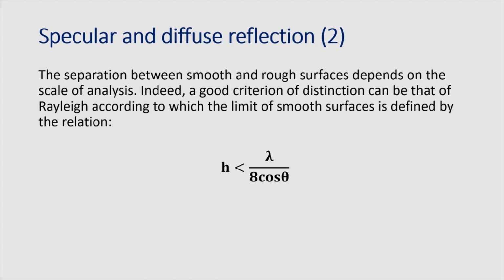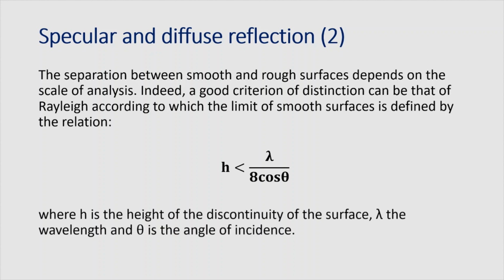Okay, so let's take into consideration what these different things are. H is the maximum height discontinuity of the surface. So it's the minimum height and the maximum height, so the altitude difference in the surface, in the z plane, of course. Lambda is the incident wavelength, and of course, 8 cosine theta, where theta is the angle of incidence. All right? So let's consider our cases.